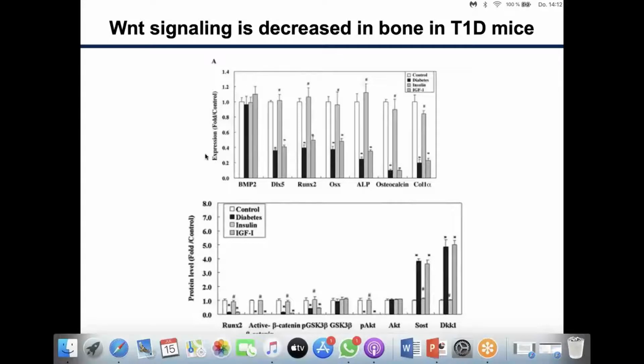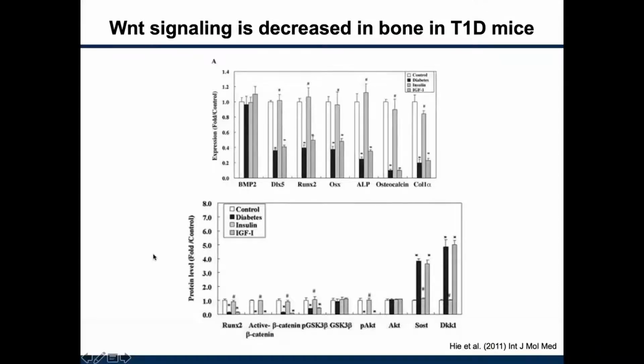And here they have isolated RNA from the bones of type 1 diabetic animals. And in the upper graph, if you focus on the black bars, we see that many typical osteoblast markers are downregulated in the diabetic state. And if we look down here, then we also see that beta-catenin, for example, is very much decreased. And at the same time, we have a marked induction of sclerostin and DKK1, which we already have introduced as important inhibitors of Wnt signaling.